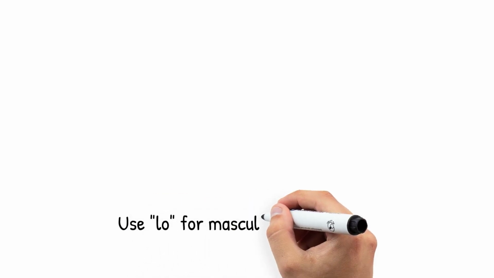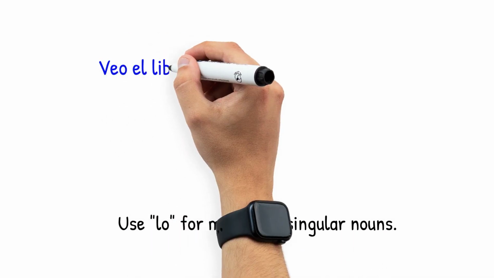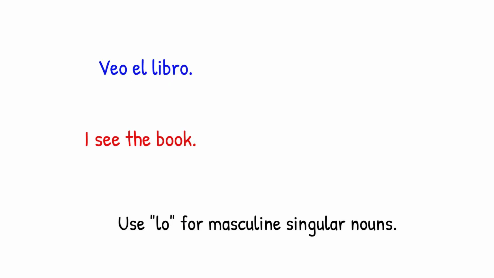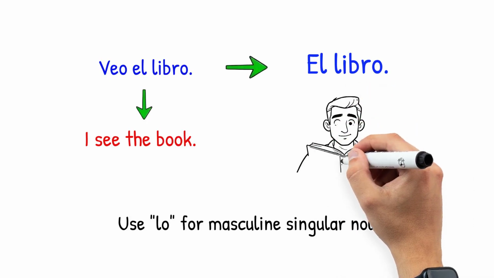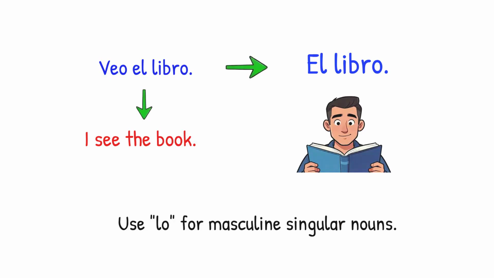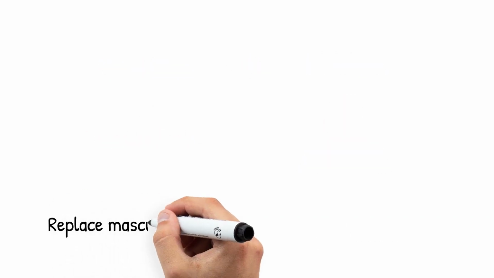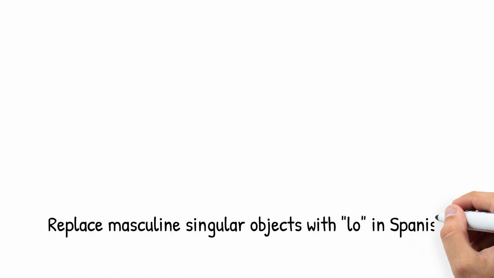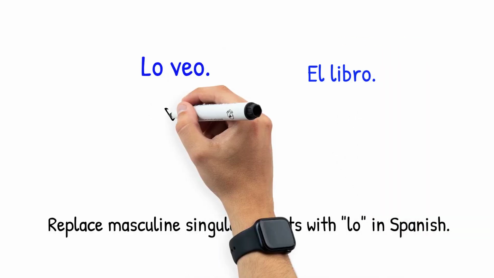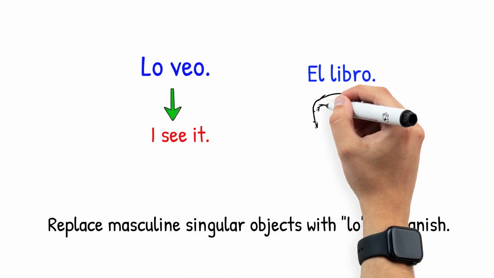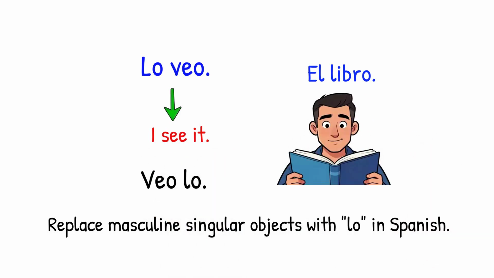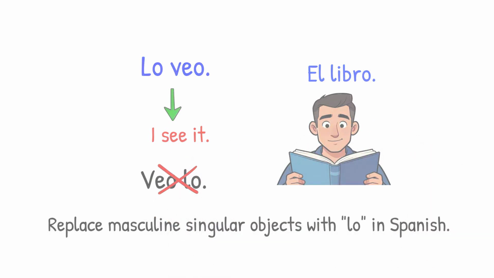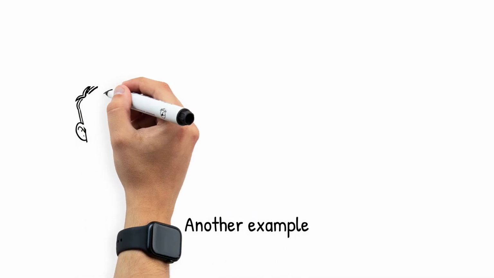What does lo replace? Use lo when the thing you replace is masculine singular. Look at this sentence. Veo el libro. I see the book. What do I see? El libro. And el libro is masculine singular. So we replace el libro with lo. Veo el libro, lo veo. In English, we say I see it, but in Spanish, the object pronoun usually goes before the verb, lo veo, not veo lo.